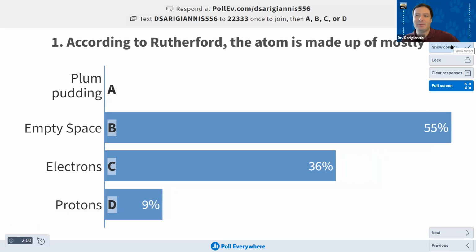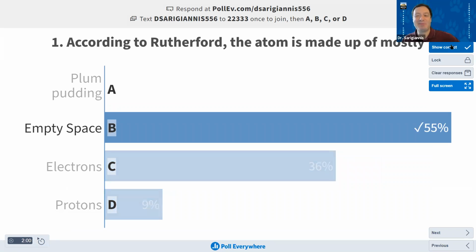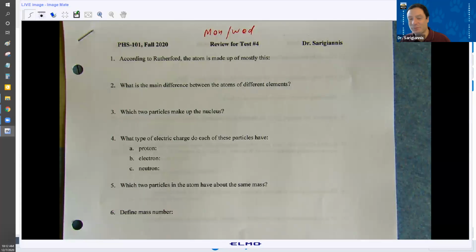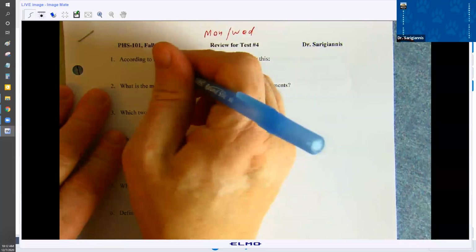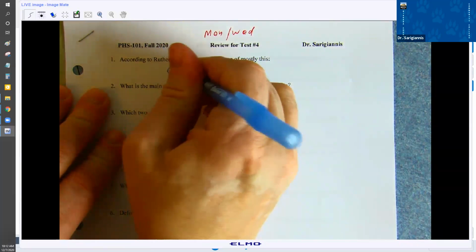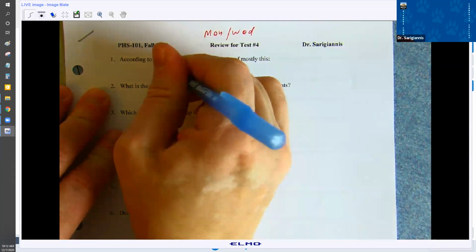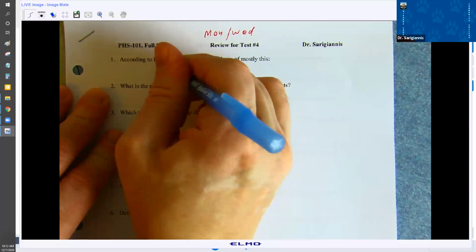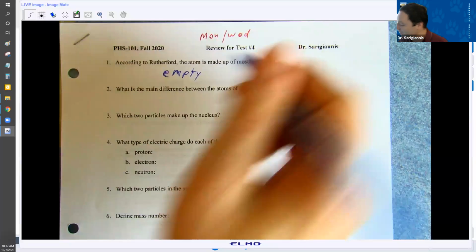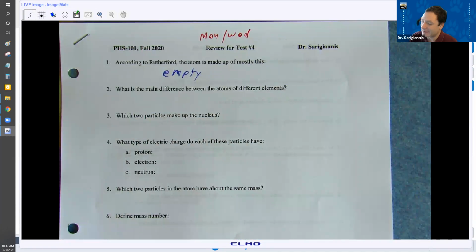All right, so we got empty space, electrons, and protons. Fortunately, no one guessed plum pudding, so that's good. Yeah, empty space was what Rutherford determined, and that was from his experiment with the gold foil and shooting atomic particles at it, and seeing some of them bounce back, but most of them passing through.